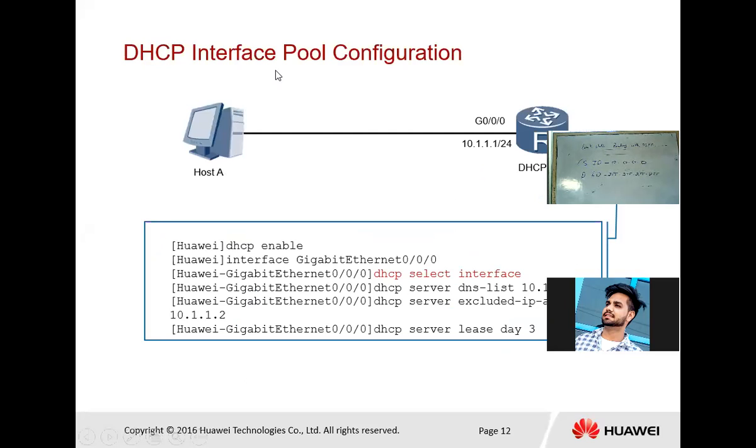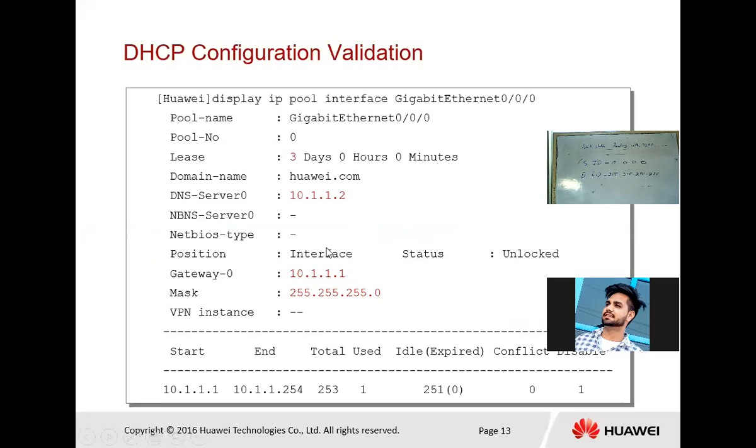Next is DHCP interface pool configuration. How can we configure it? First we send the DHCP enable command. Then go to the interface on which you want to apply this DHCP server. Then DHCP select interface, the interface you have selected. And so on.